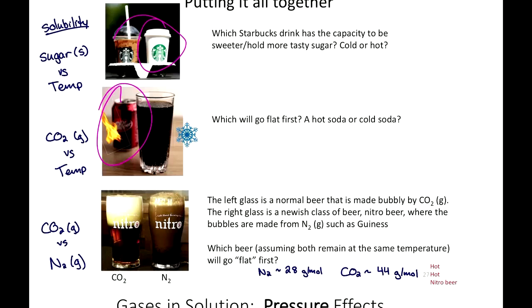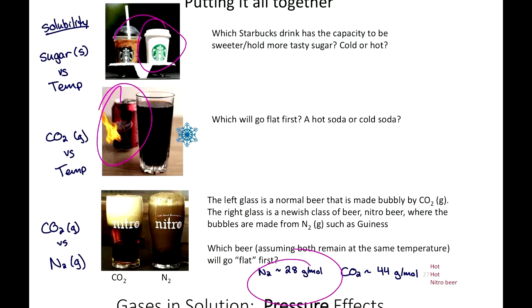So which one is going to go flat first? CO2-based things or nitrogen-based drinks? I put the molar masses up there. Maybe they're important. I don't know. What do you think? Which one goes flat first? Nitrogen or CO2? Nitrogen, yeah, nitrogen. It's lighter, so less IMFs, less likely to stay attracted to the solution itself.